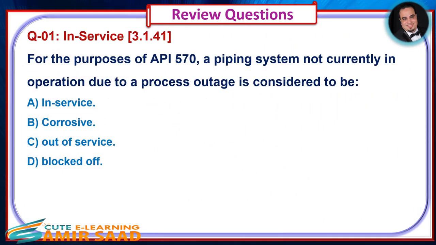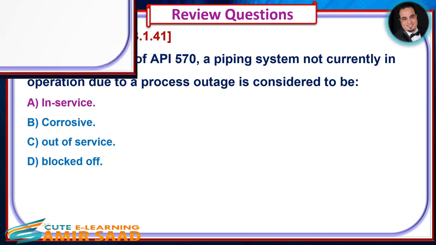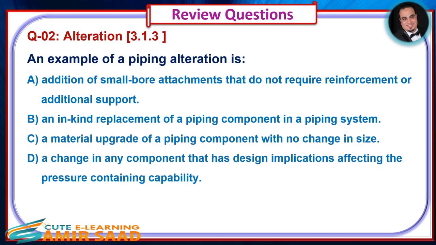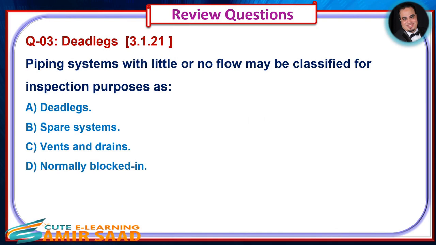Review questions. Question number 1. For the purposes of API 570, a piping system not currently in operation due to a process outage is considered to be. Answer is A. Question number 2. An example of a piping alteration is. Answer is D. Question number 3. Piping systems with little or no flow may be classified for inspection purposes as. Answer is A.